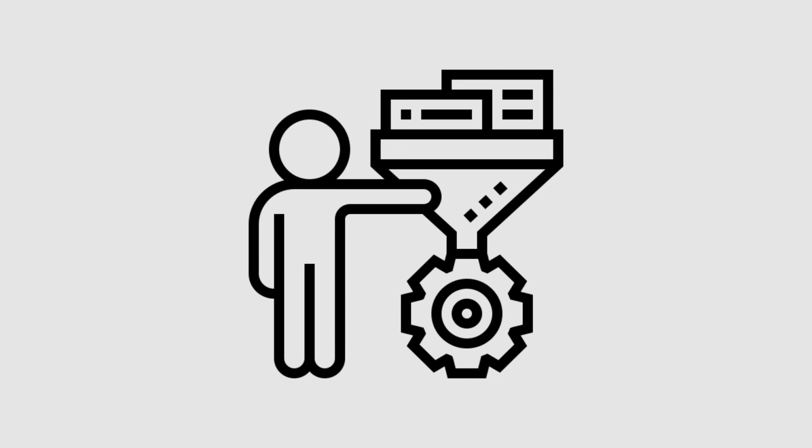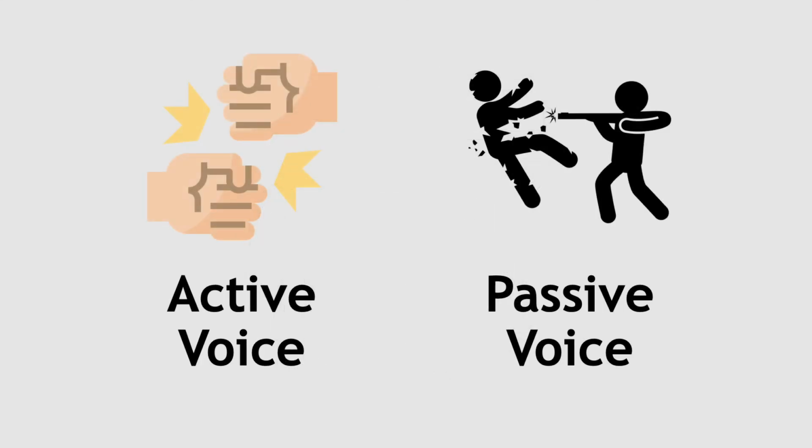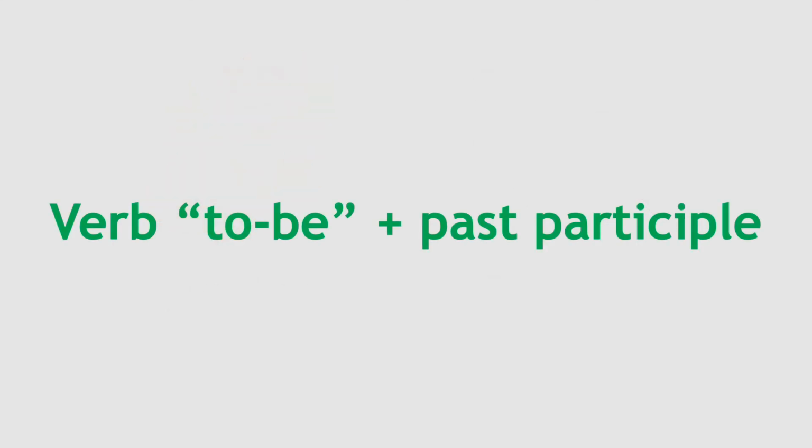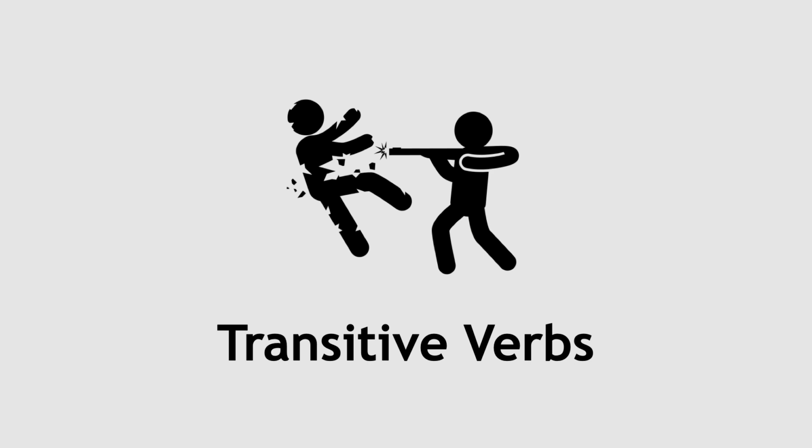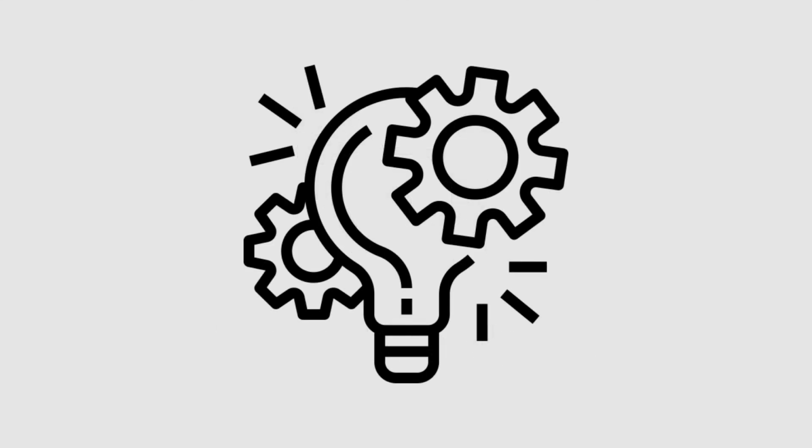So a quick summary of this tutorial. In English, we have active voice and passive voice. And the formation of a passive verb would be changing the active verb with the verb to be, the linking verb, followed by the past participle. And remember, you can only convert transitive verbs into passive voice. In the upcoming tutorial, I'll tell you more about the motivations behind using passive voice.